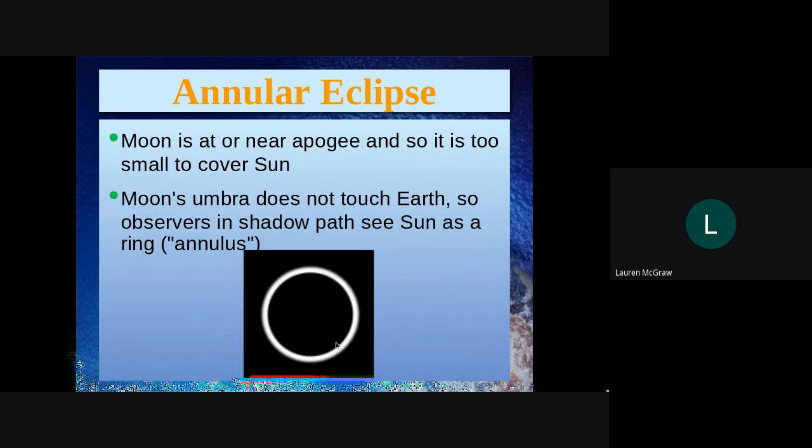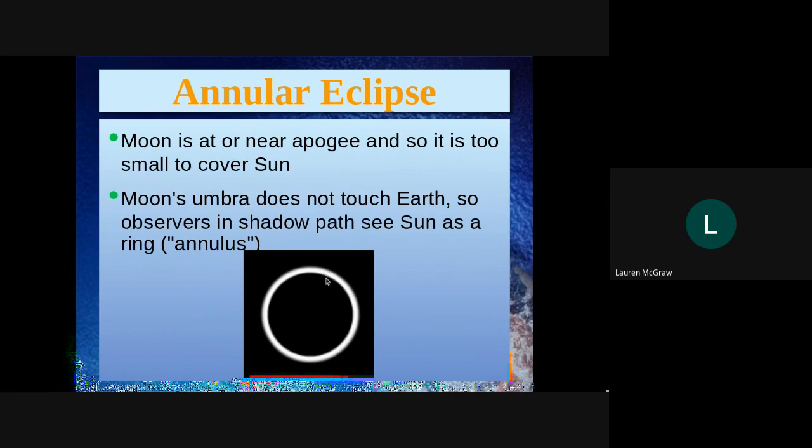So this black spot here in the middle of this ring, this is the moon, and it gradually moved over there. Instead of covering the sun completely, it's too far away from the Earth. The umbra stops before it hits the Earth, and we only see what's called this annulus.